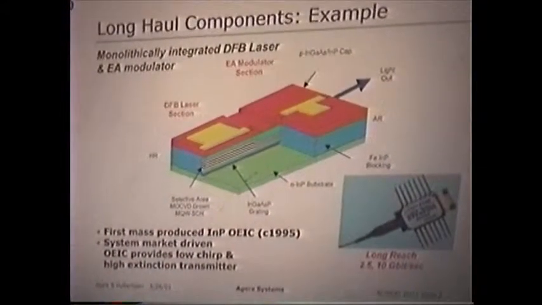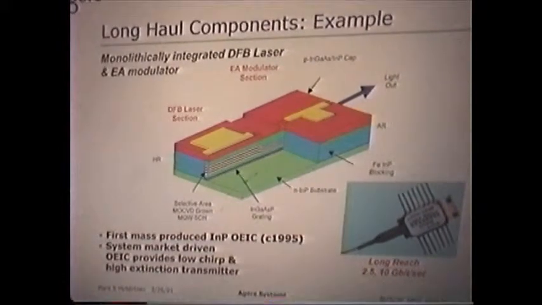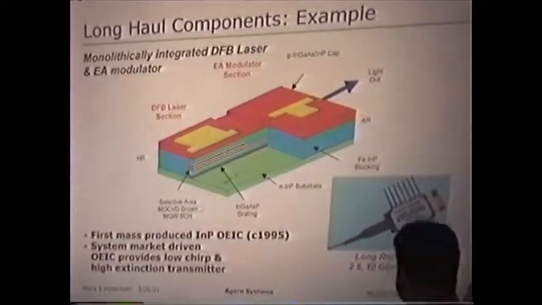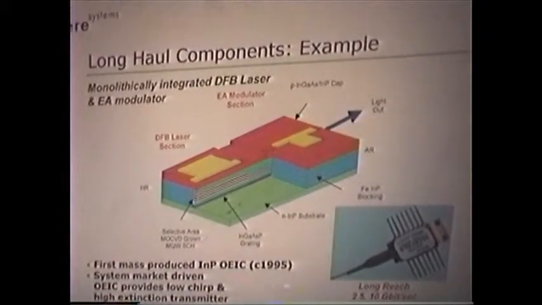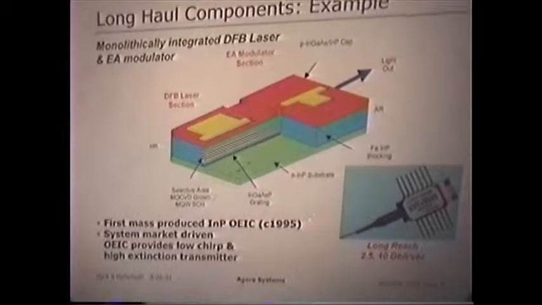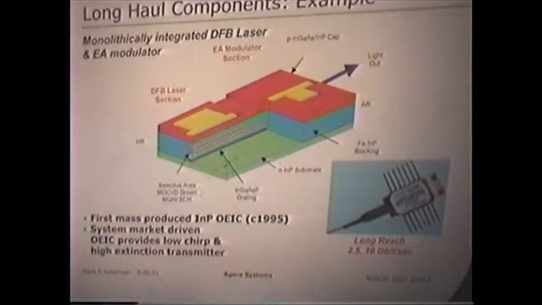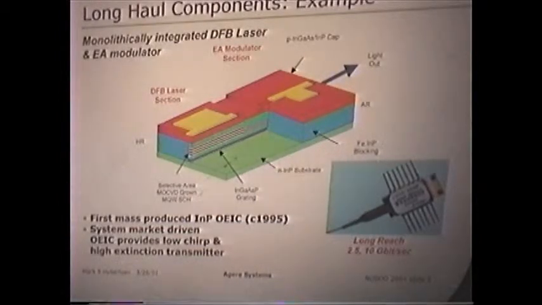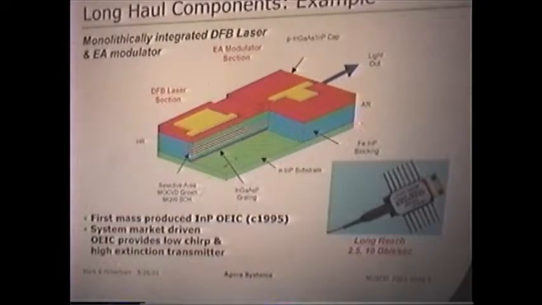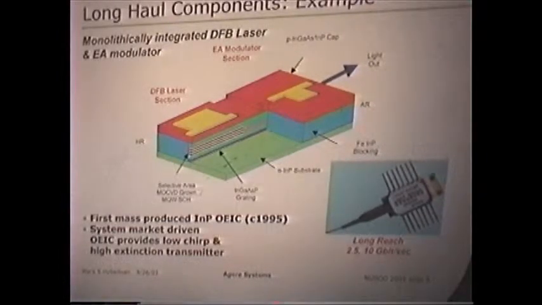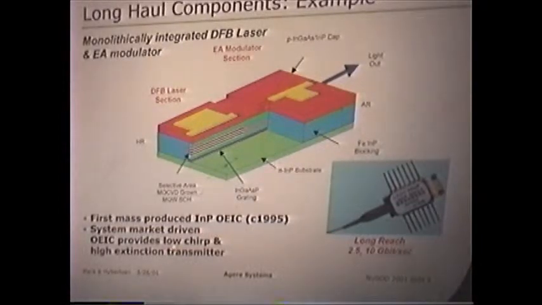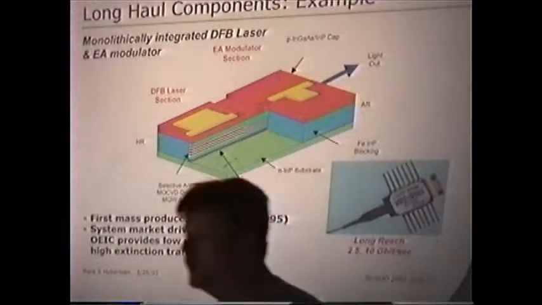An example of a technology that has played an important role in that evolution is an integrated DFB laser with an electroabsorption modulator. This is actually the first mass-produced indium phosphide-based OEIC, circa 1995. Okay. But many of you realize that research and prototype activities in OEICs have been going on for a very long time. The point I want to make is that a relatively complex integrated chip like this really only became an important commercial force when the system market provided the driving force for that. The OEIC is the solution that provides both high extinction and low chirp for long-haul applications. And that's what made this thing commercially important.